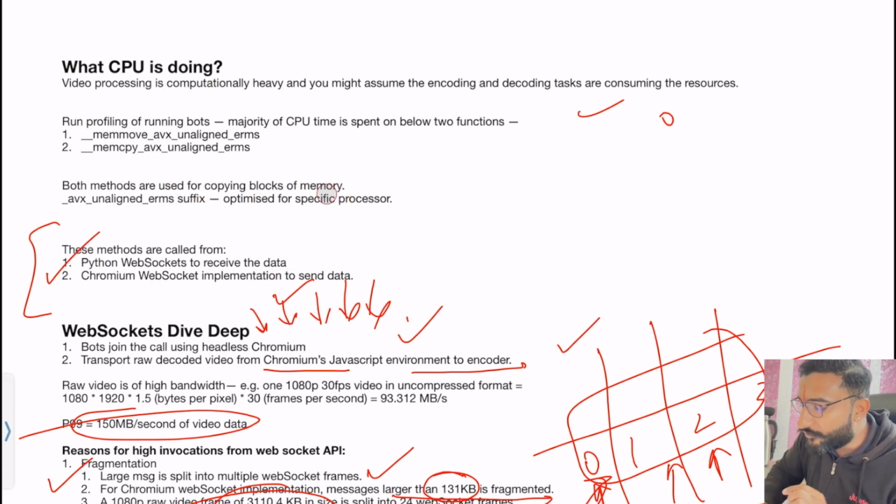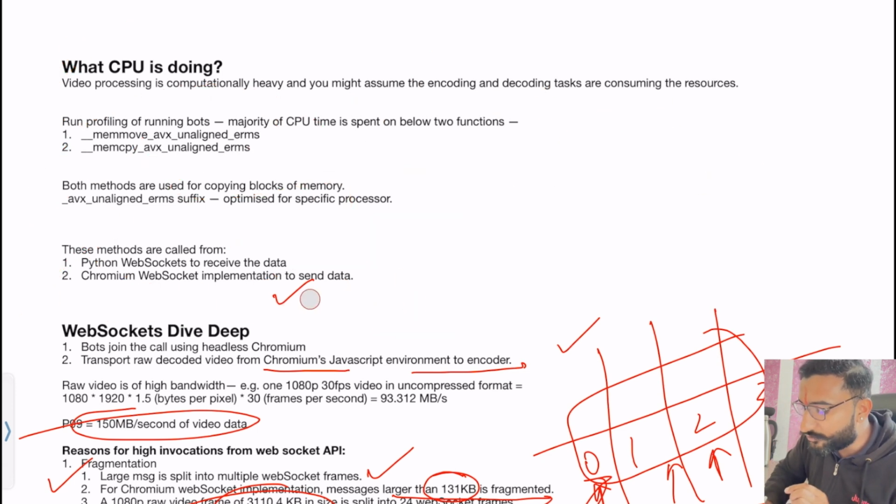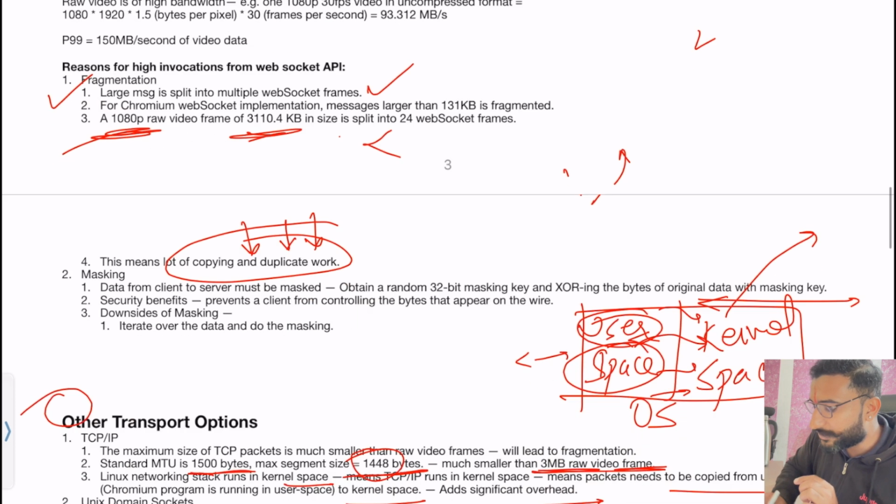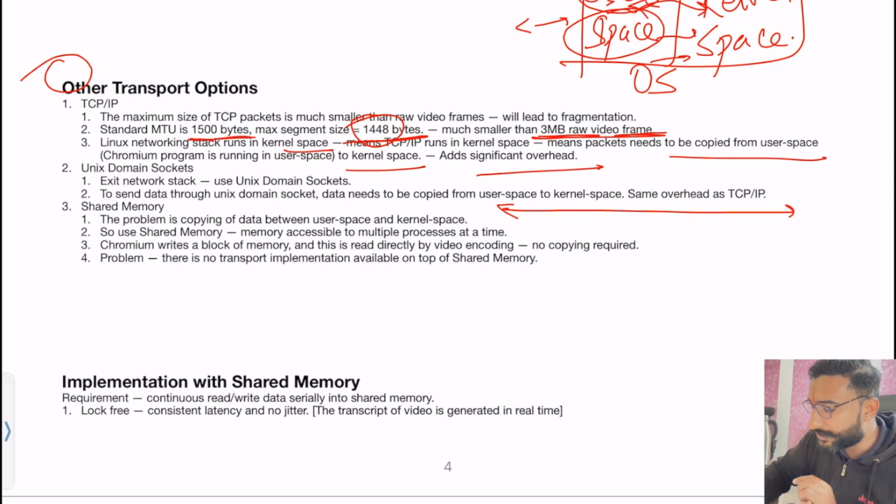You have to avoid these two operations, and if you want to avoid them, you have to avoid the copying of data which is happening. So shared memory can be a particular implementation which can be used, because it can be accessed by multiple processes at the same time without requiring copying of data. So the problem is copying of data.